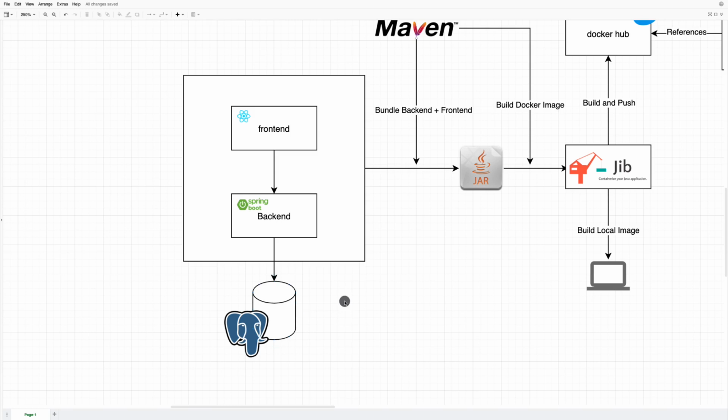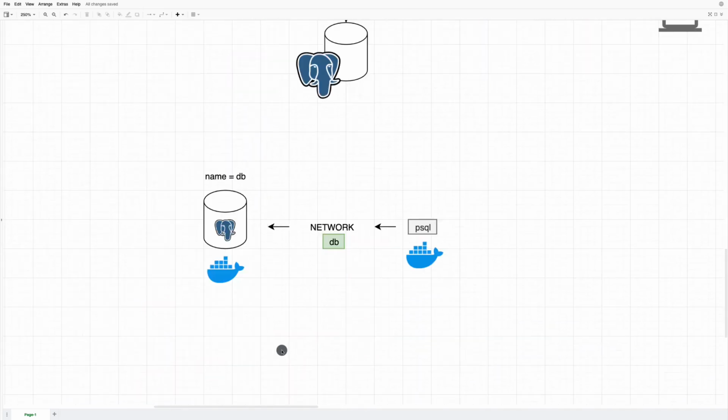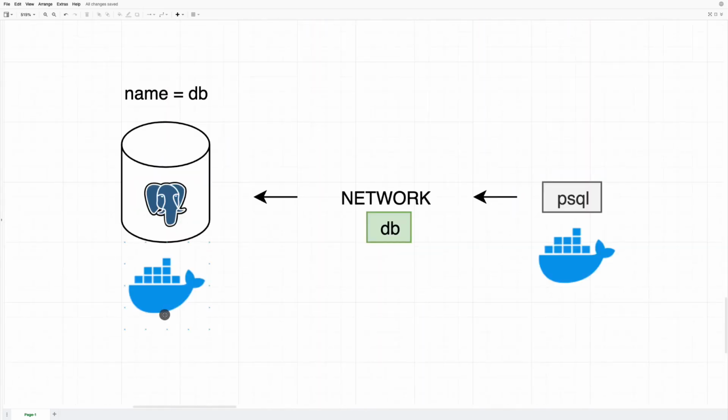So since we already have Docker installed, let's take advantage of Docker and install Postgres running on Docker. So here's what we're going to do. If I zoom in a little bit, we're going to run a Docker container that spins up the database. And then we'll also run a Docker container to connect to our database so that we can execute some SQL against our database running inside of this Docker container.